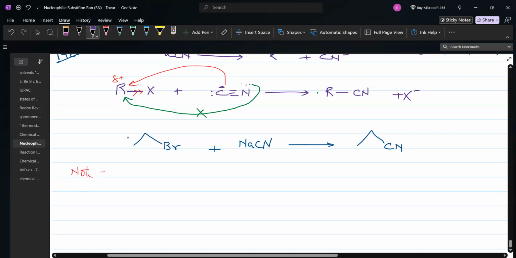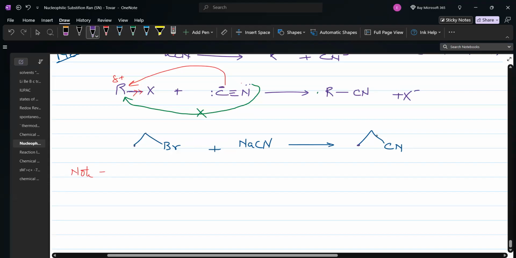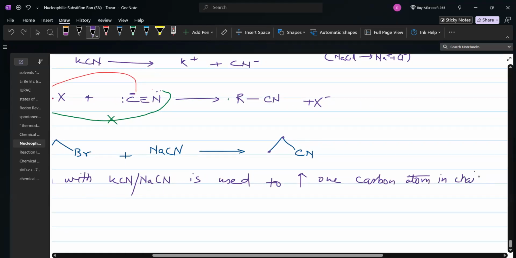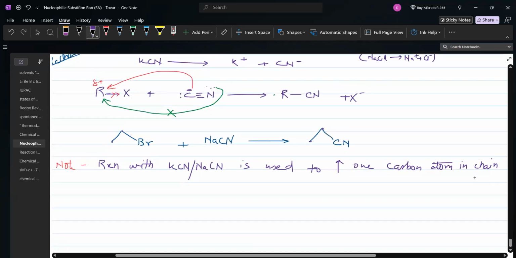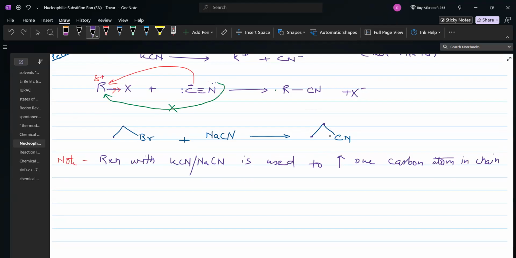One special thing happening here: in this chain, we have two carbons present, and in the product, if you count, 1 2 3 carbons are present. So reaction with KCN or NaCN, ionic cyanides, is used to increase one carbon atom in the chain. Obviously, one carbon is added in the chain, right? There are two carbons in the reactant, and we have a total of 3 carbons attached in the main carbon chain.